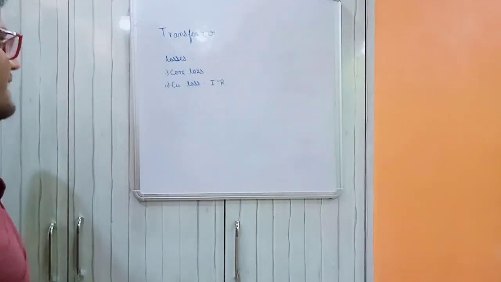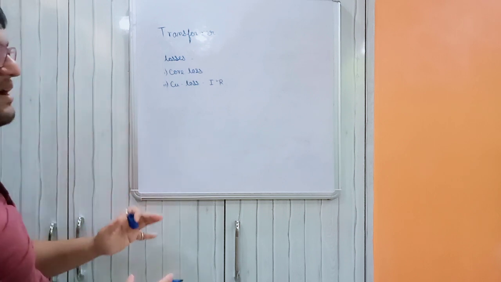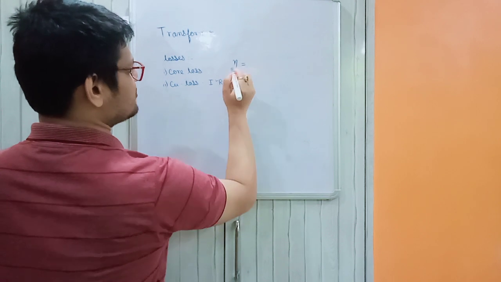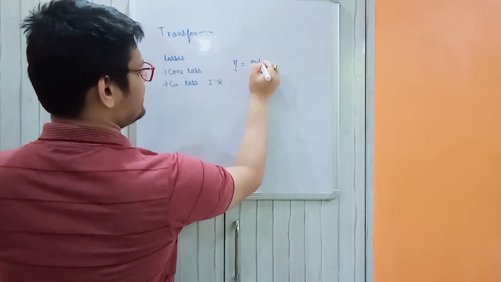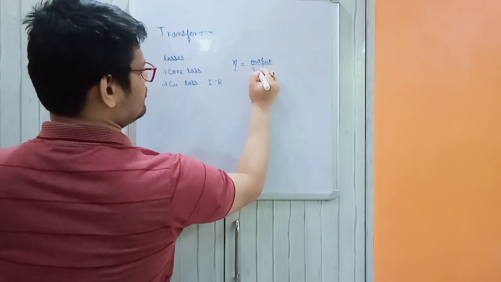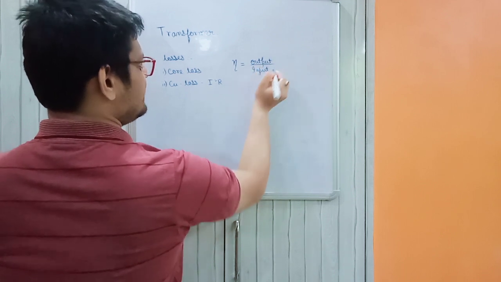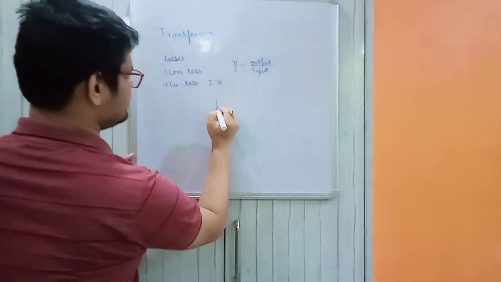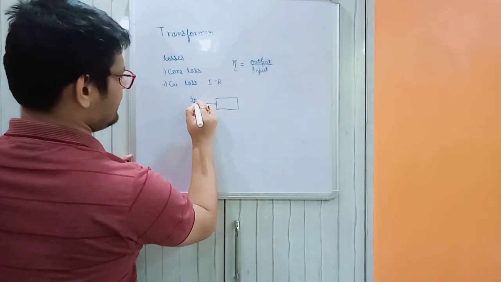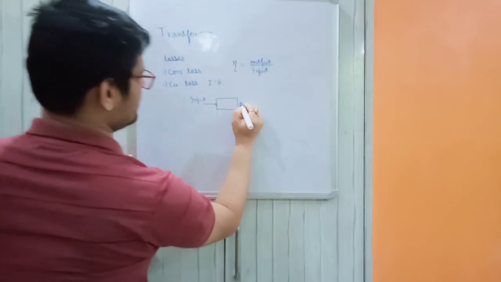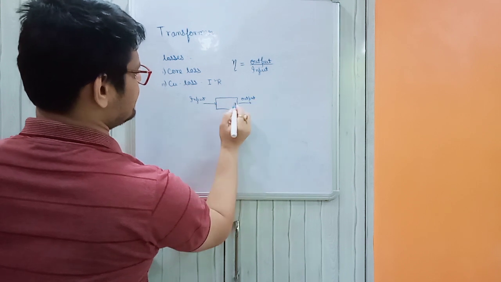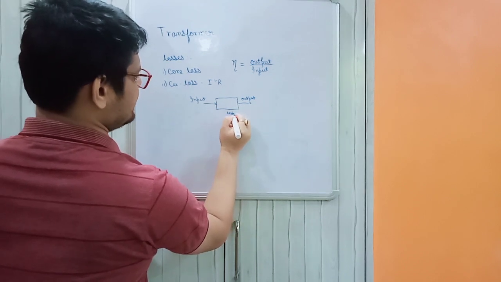Now I will tell what is the transformer efficiency. Transformer efficiency, we know everywhere what is called efficiency. Efficiency is nothing but output by input. In a system, the input is coming in, there is output, and there are always losses. Losses always take place in electrical machines.